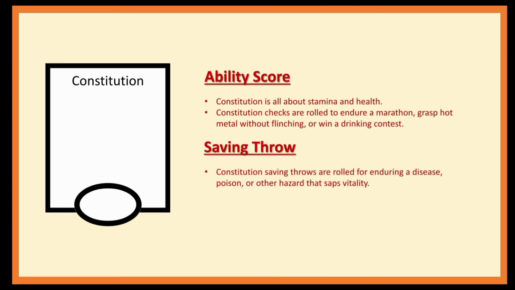When you make a Constitution saving throw, you roll to try and endure a disease, poison, or another type of hazard that saps vitality. The best example is trying not to be sick during a drinking competition. Nobody wants that. Now let's talk about intelligence.